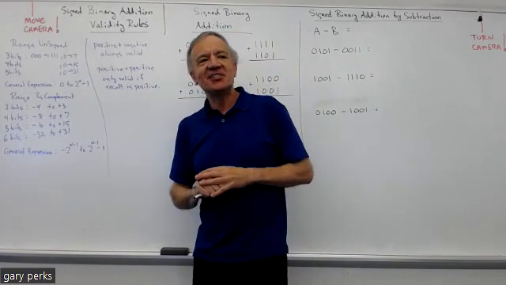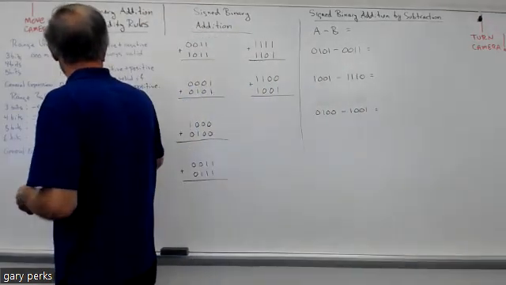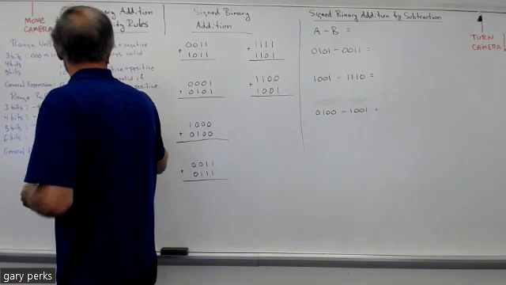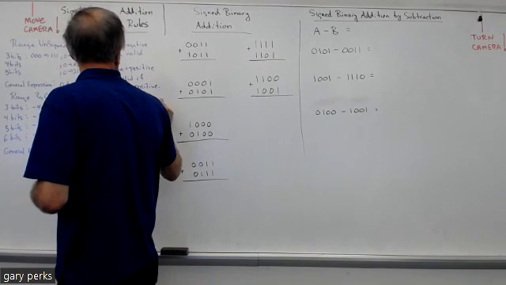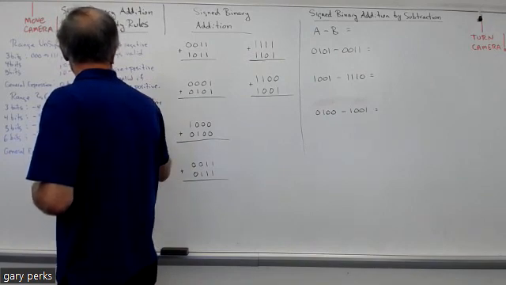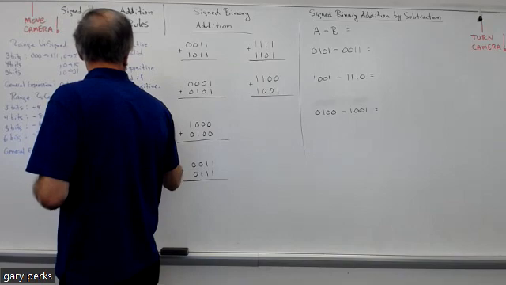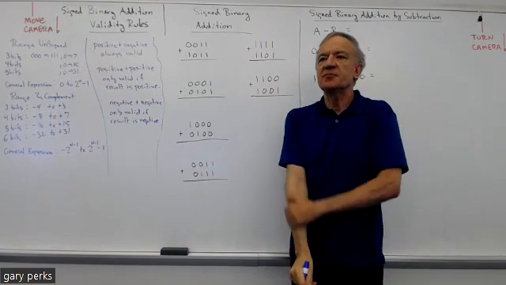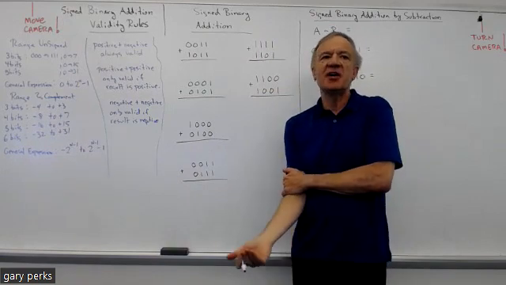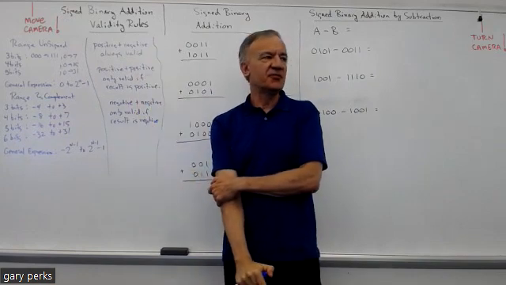So what do you think about a negative plus a negative? It has to be negative, yeah. So a negative plus a negative is only valid if the result is negative. All right, so those are the validity rules of binary addition. Anytime you do a binary addition, you have to check it against this to see if your result is valid.